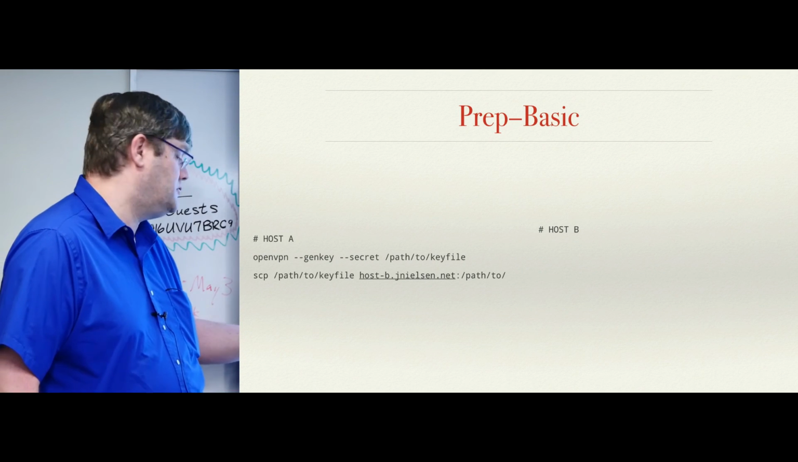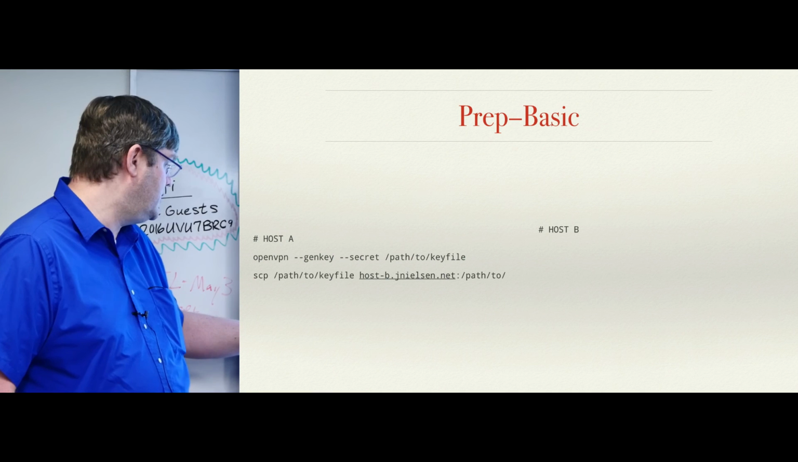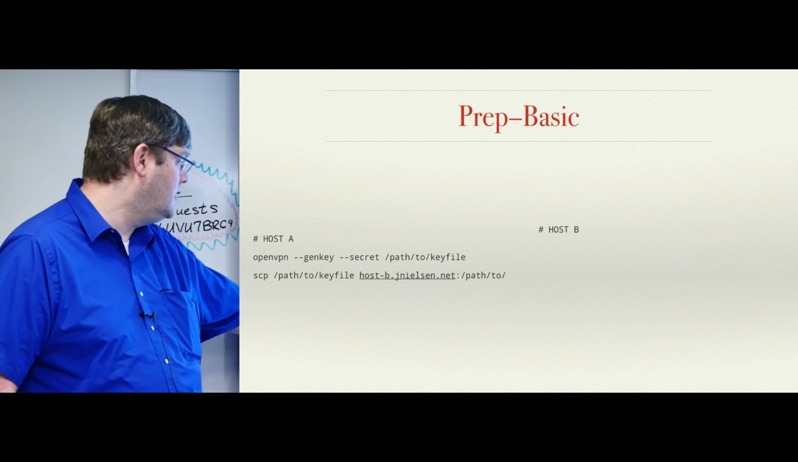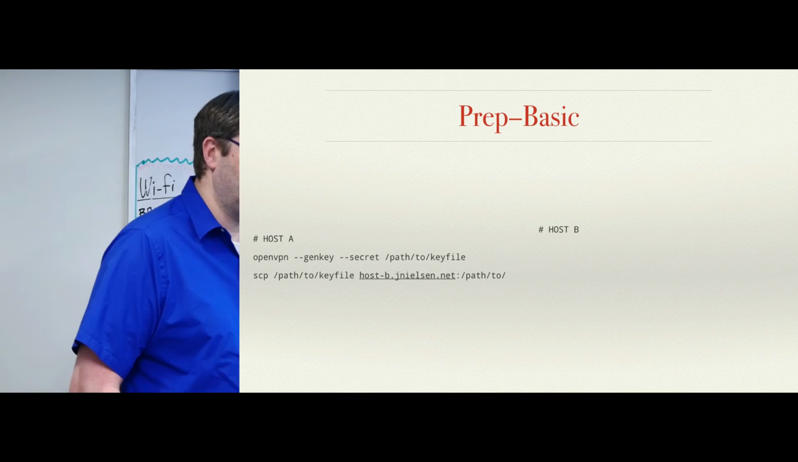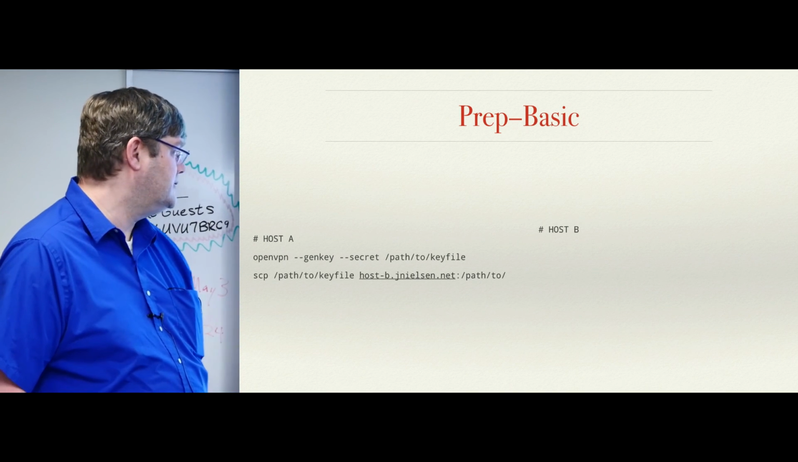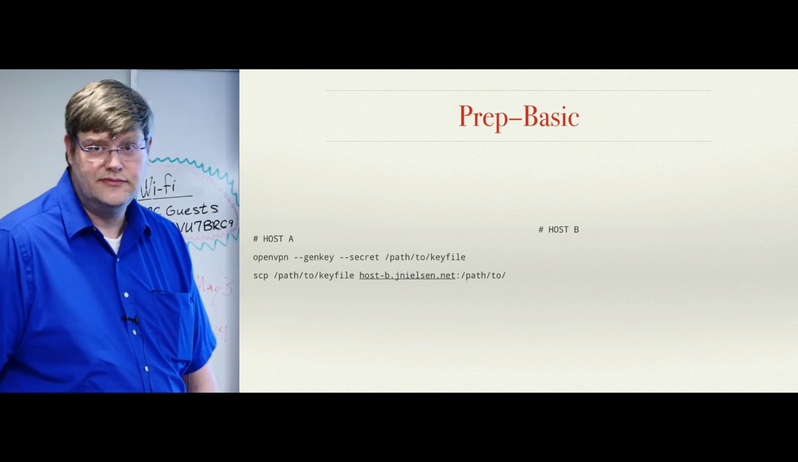So OpenVPN will generate a key for you if you don't have another way to do it. openvpn --genkey with shared secret, save it in a file, copy the file to the other server. You're done.